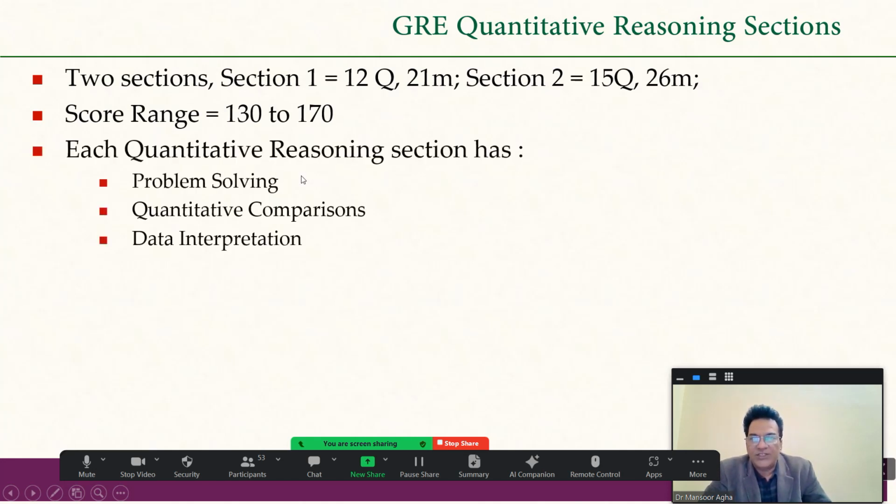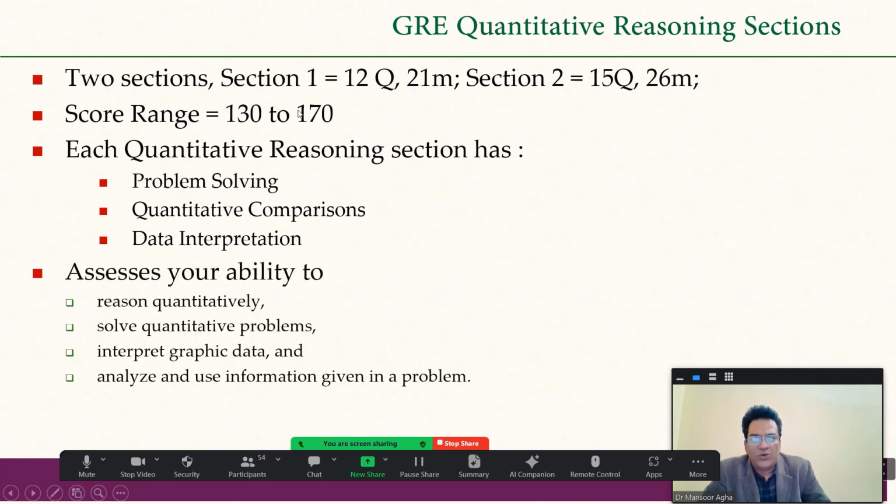Each quantitative reasoning section has questions on problem solving, quantitative comparisons, and data interpretation. You need to understand the specific requirements of these question types, although I'll summarize them for you. The whole quantitative reasoning section assesses your ability to reason in a quantitative manner. Think in mathematics. You need to be good at solving quantitative problems, interpreting graphic data, which is pretty complicated at times, and analyzing and using information which has been given in the problem.